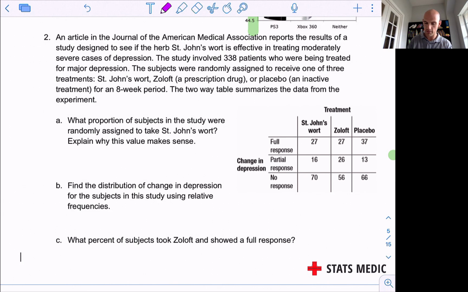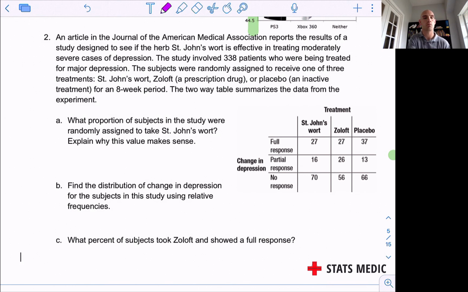So over here, let's take a look just for a second at what's going on. Let me grab my laser pointer. At the top is our treatment, right? Our treatment's up here: St. John's wort, Zoloft, and our placebo. The change in depression: full response, partial response, no response. And then here we have our totals. Something you could do is go through a two-way table like this and put your totals out to the side here, right? Because we do know that in the bottom down here, when we add up everybody, we should have 338, right? But let's go through and see what is going on with our questions here.